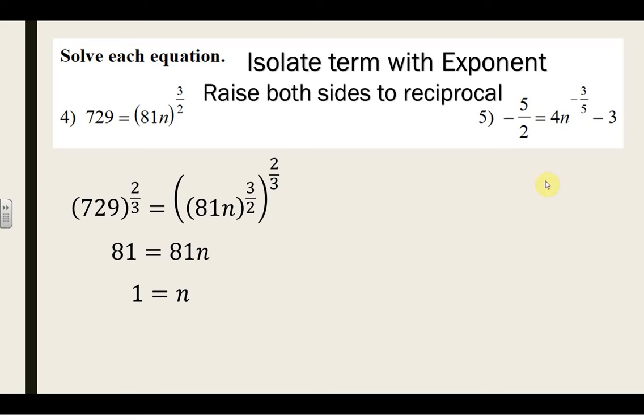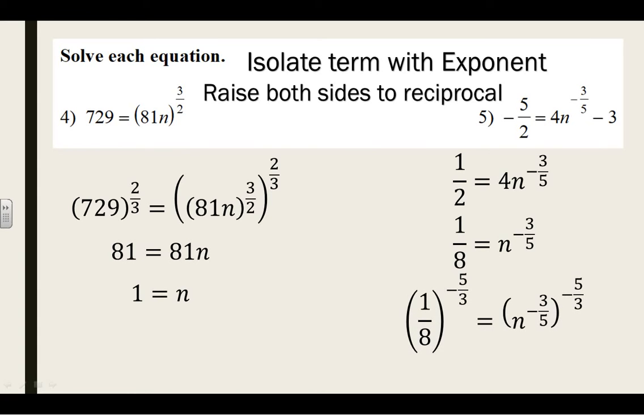Perfect. Okay, 5's a little different. You have to isolate the thing that has the exponent. So be careful here, because n is the only thing. The 4, whereas the 81 was in parentheses here, the 4 is not. So you have to add 3 and then divide by 4 before you can do anything with that exponent. So be careful with that. Isolate, then raise both sides. The reciprocal of -3/5 is -5/3. Boom. And then you just get that. All right.